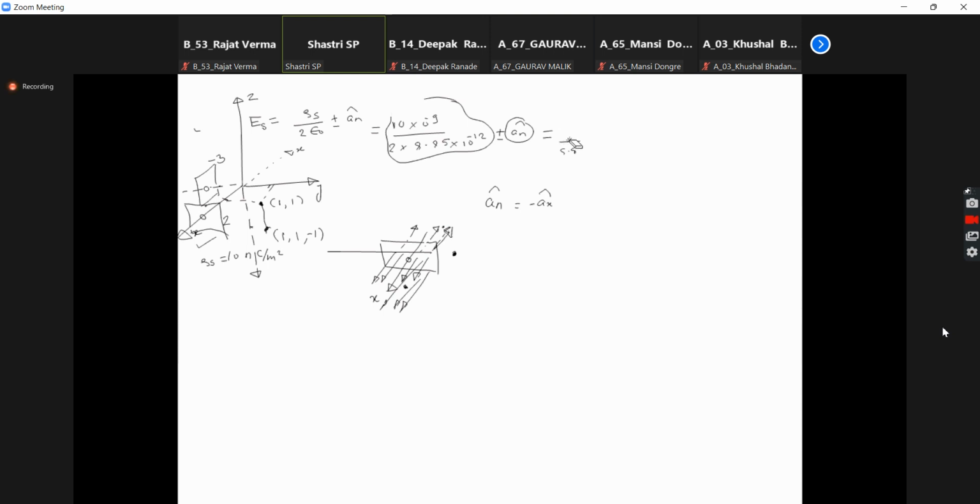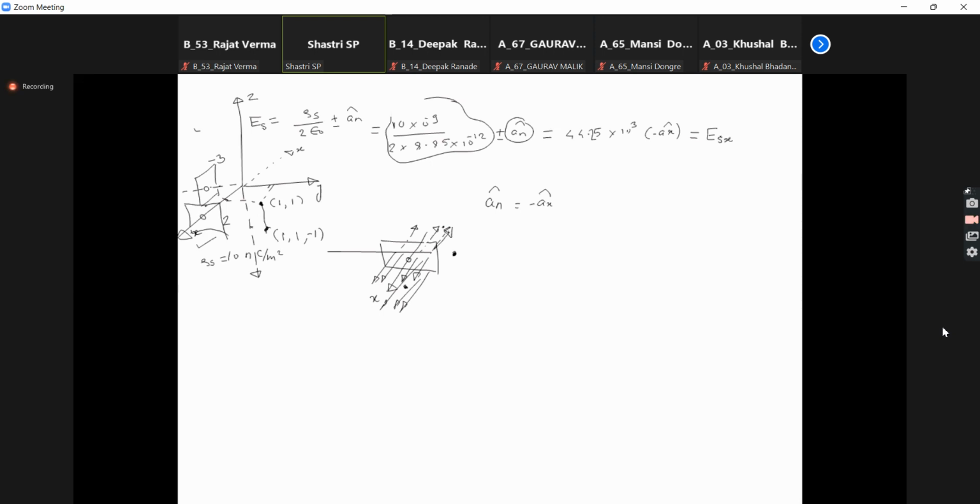If you know the answer, I will just erase it. 44.25 into 10 raised to 3. Now the direction is going to be minus ax cap, meaning the field orientation is towards the negative axis. So this is the electric field intensity because of the sheet with surface charge density located at the x-axis.